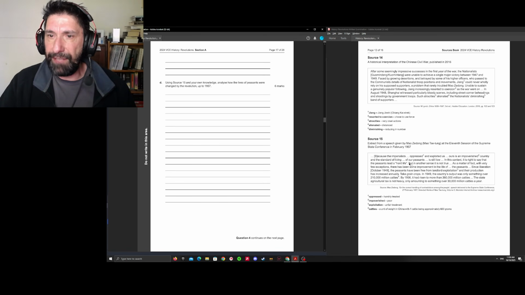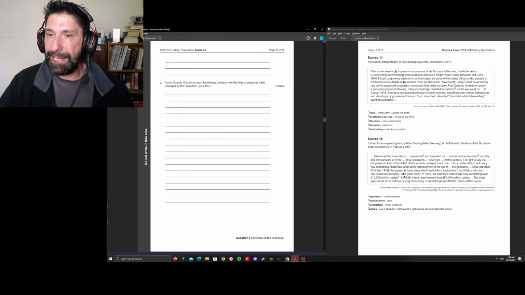Country and the standard of living of our peasants is still low. In this context, it is right to say that the peasants lead a hard life. But in another sense, it is not true. As a matter of fact, with very few exceptions, there has been some improvement in the life of the peasants. This is interesting. Since liberation, October 1949, the peasants have been free from landlord exploitation and their production has increased annually.